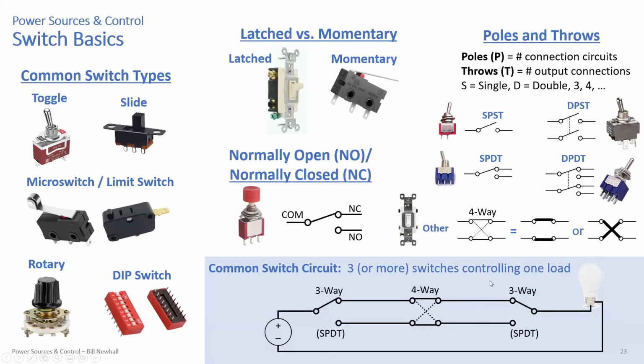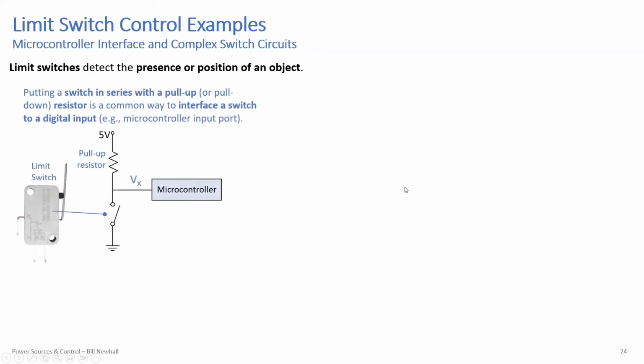Let's take a look at limit switches, because limit switches can actually be built in some pretty complex logic circuits. So sometimes what you would think would take a microcontroller or logic circuits can actually be implemented with just switches. So limit switches detect the presence of an object or the position of an object or an arm or a lobe on a cam, for example. And you can use these as inputs to digital circuits, right? You could have a switch control the voltage into a microcontroller input. Right? So putting these switches in series with a pull-up resistor or a pull-down resistor is a common way to get a signal into a microcontroller that reflects the switch state.